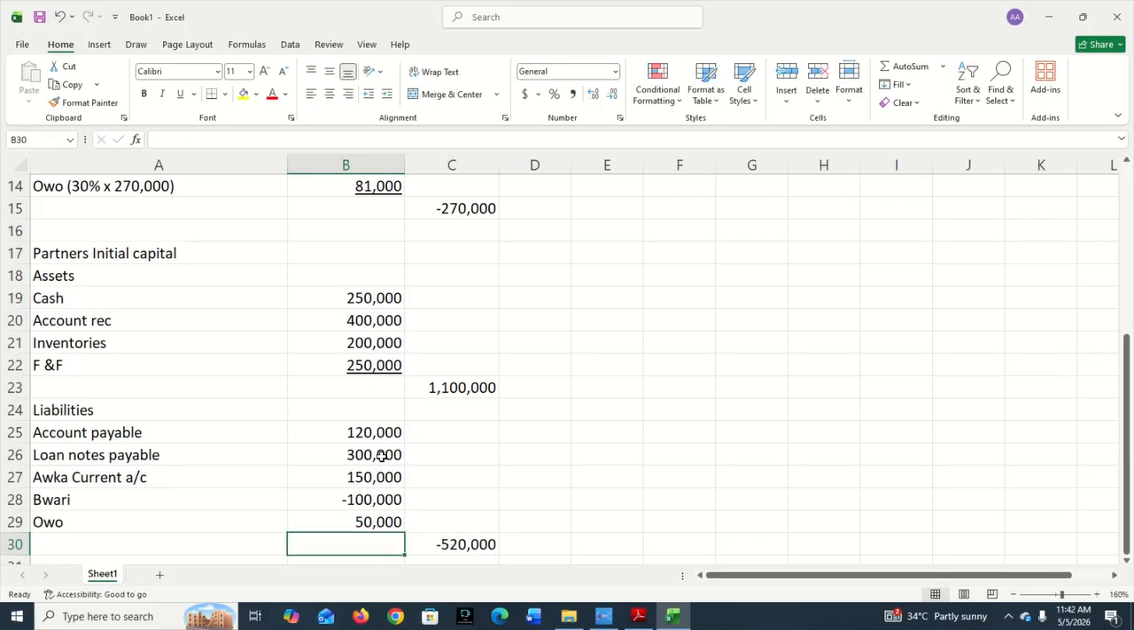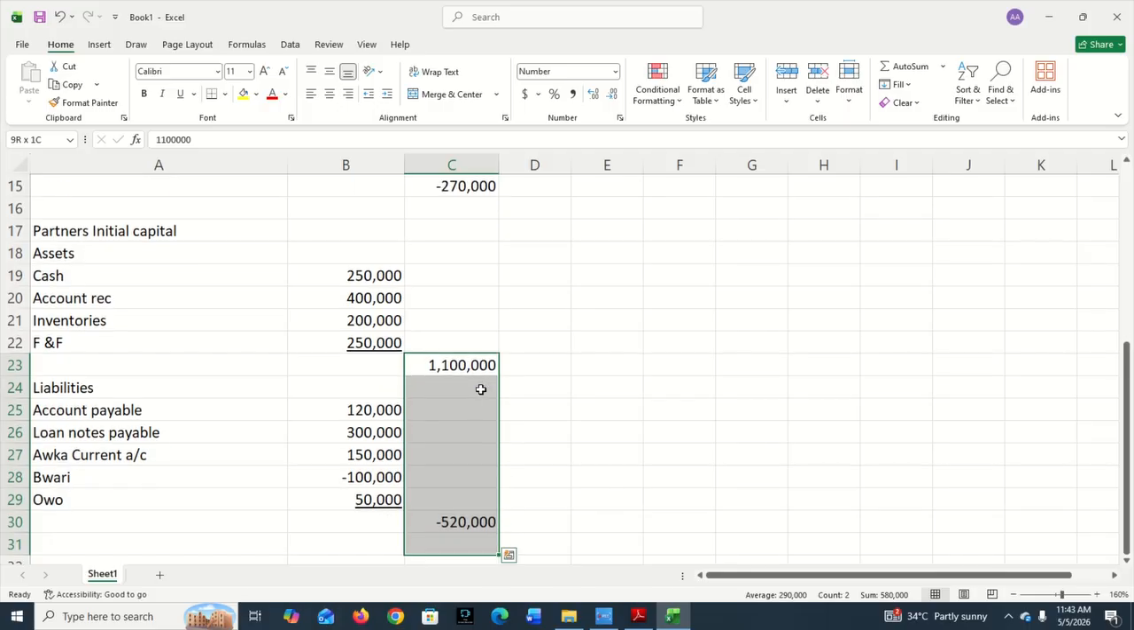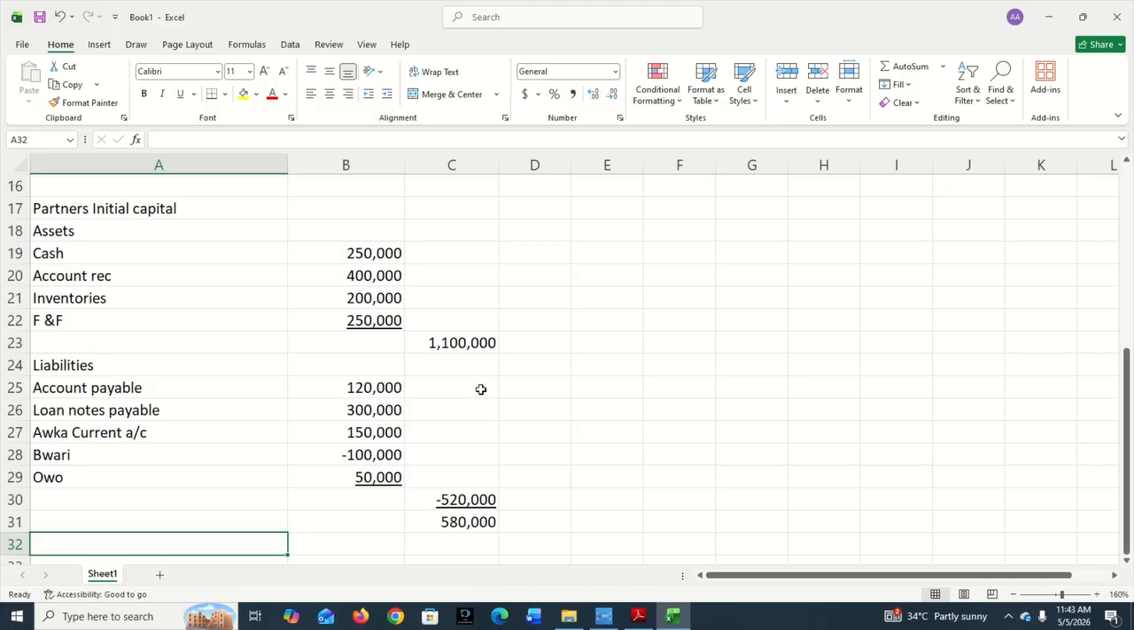Alright, so let's remove it. How much is our opening capital? 1.1 million minus 520,000 will give us 580,000. So that's our opening capital. Then we now share it. Oka will now take 40%, as we said in their sharing formula. So 40% multiplied by 580,000.